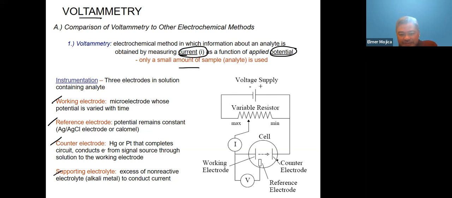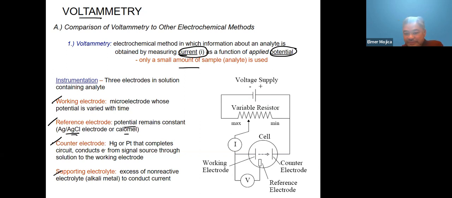Okay, so yung counter electrode, that's your indicator electrode. It can be mercury or platinum. Okay, yung working electrode mo, yan yung microelectrode whose potential na nagbabago with time. You can fabricate a working electrode, okay, but it must be used with a reference electrode, and usually the one that in my experience, I prefer to use is the silver chloride electrode compared to the calomel because that's the one that I have available during that time. So, sa reference electrode, the potential would always remain constant.